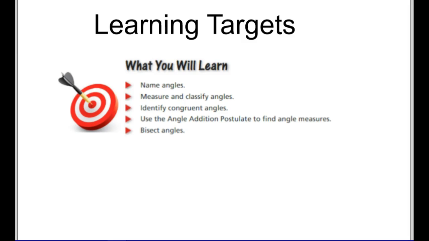So let's look back at our learning targets. First we named angles, and remember to name those angles we always need 3 points, and the middle point is always the vertex of that angle. Then we measured and classified them, and we identified some congruent angles using the hash marks and how they are labeled. Then we looked at angle addition, seeing how we can add angles that are next to each other to equal the big one. And then we bisected those angles. Now that we've done all of these things, go ahead and work on the homework for this section.